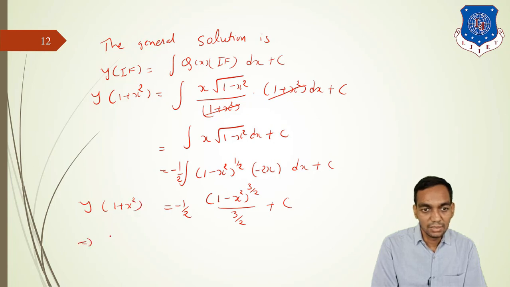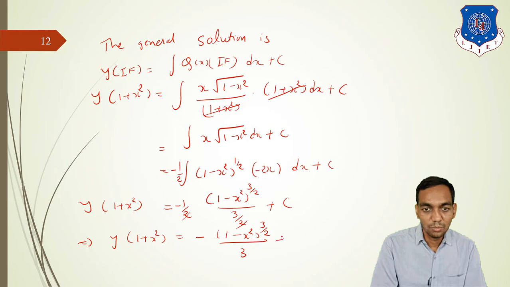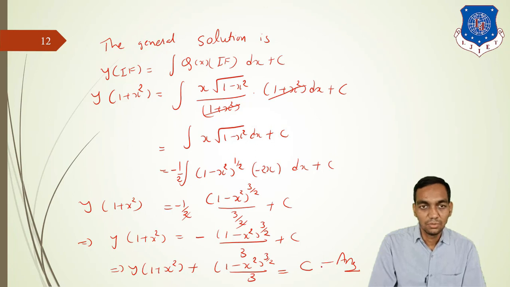And that implies y into 1 plus x square. 2 will be cancelled out. So you will have minus 1 minus x square raised to 3 by 2 upon 3 plus c, or you can write it as y into 1 plus x square plus 1 minus x square raised to 3 by 2 by 3 is equal to c. So this is the answer of your linear differential equation.